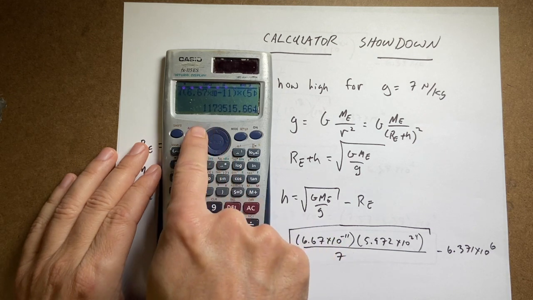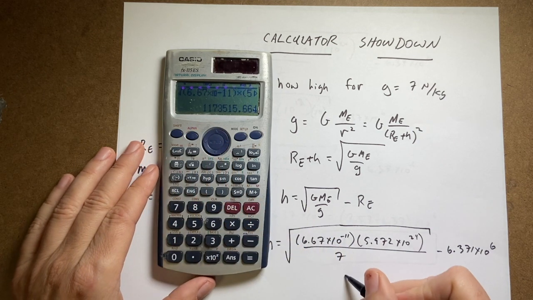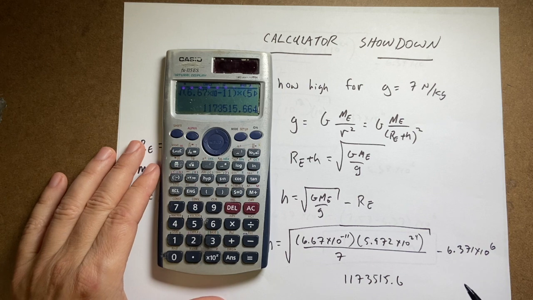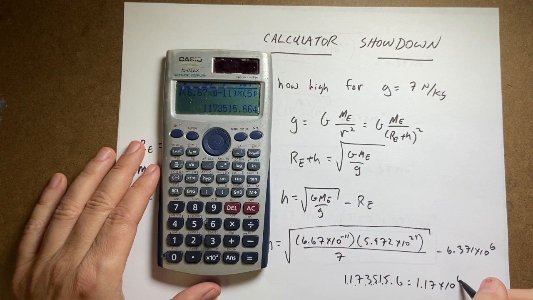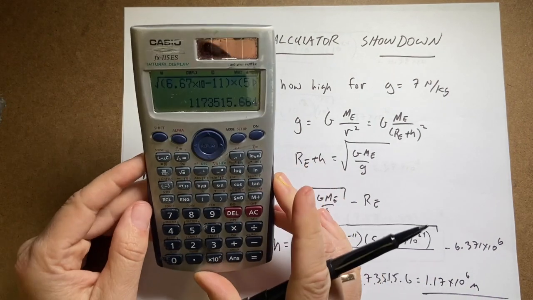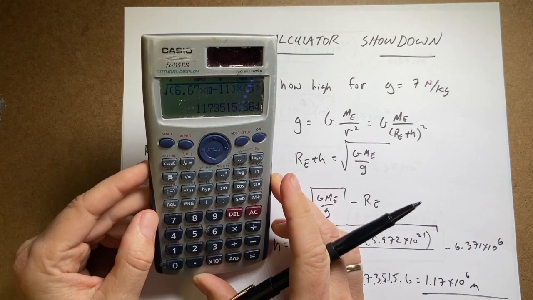Okay, so now I got the same thing. I have 1173515.6. That's not in scientific notation, so if I move this 1, 2, 3, 4, 5, 6, I get 1.17 times 10 to the 6th. That's the same thing. Okay, that worked. Not too bad. Not too bad.